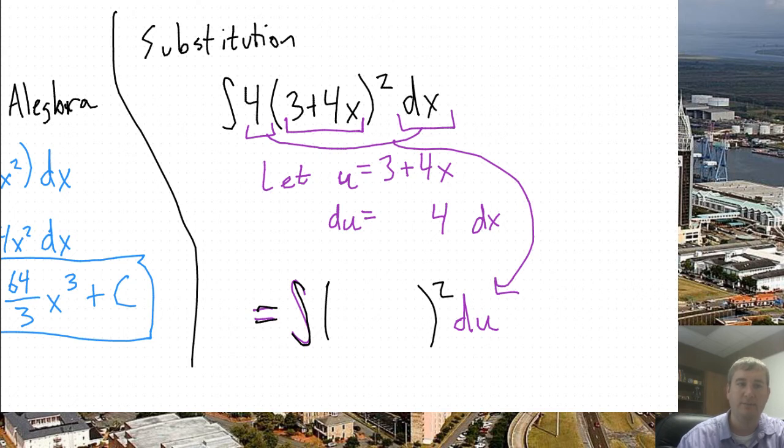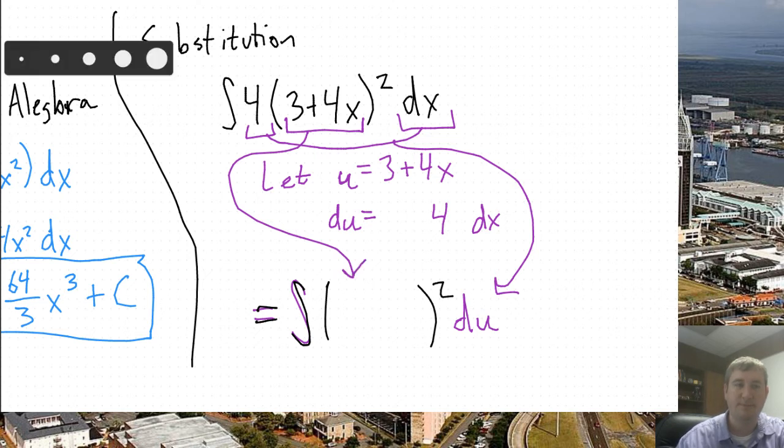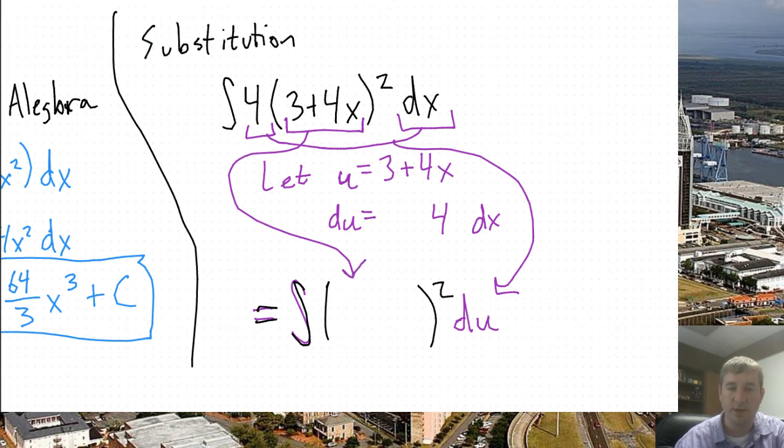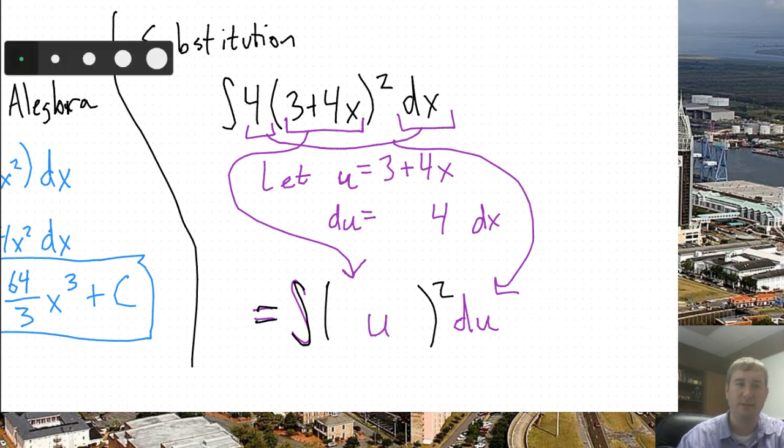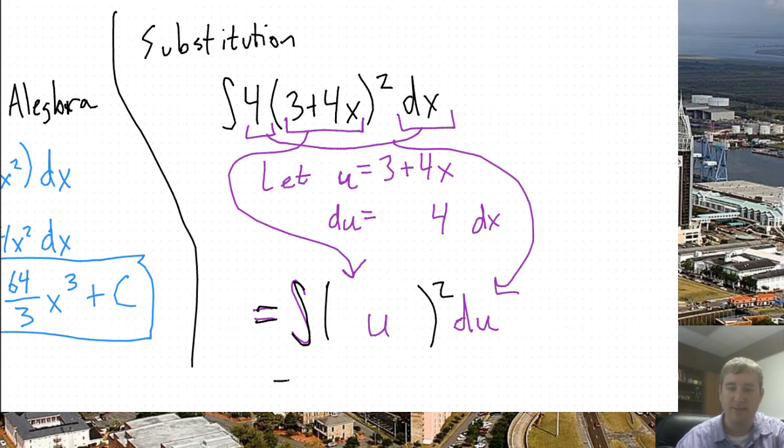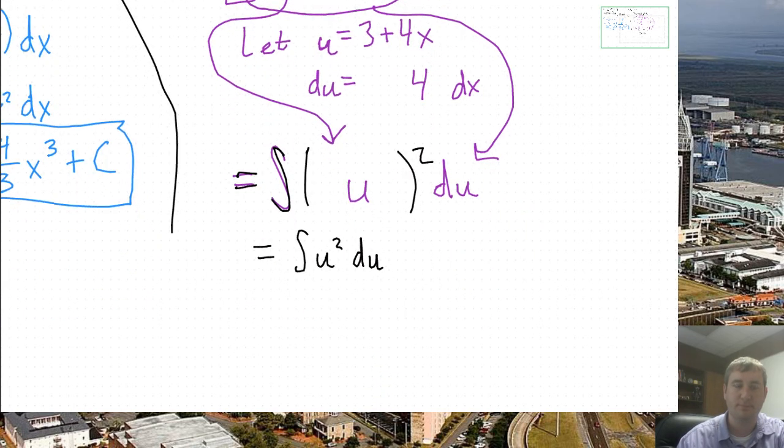However, the 3 plus 4x should be replaced with a plain old u. So what does that do for us? Well, let me just rewrite this a little more succinctly. I'm just being asked, what's the integral of u squared with respect to u? So we just treat u as our variable. And the integral, of course, of u squared is 1/3 u cubed.